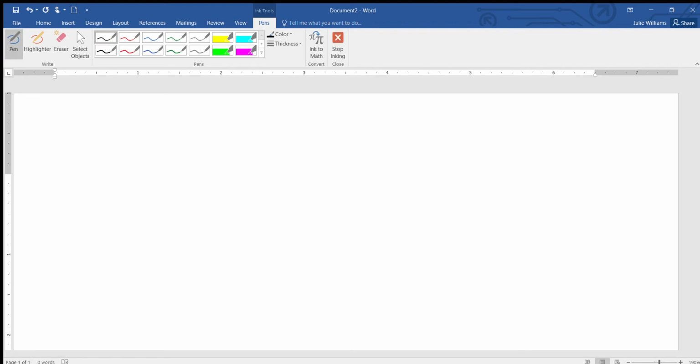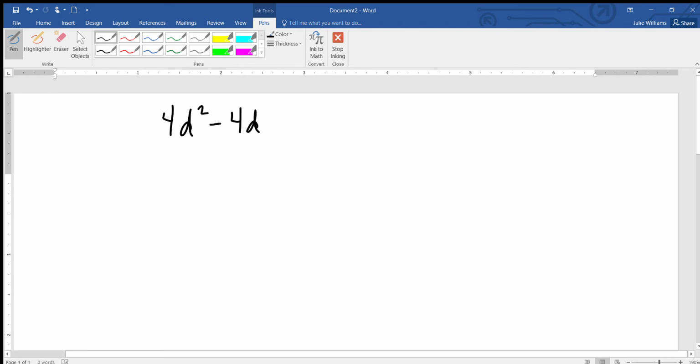So it's 4d squared minus 4d subtract 13 equals 3d squared. We have to set it equal to 0. We're going to subtract the 3d squared from both sides. So I'm going to get d squared minus 4d minus 13 equals 0.